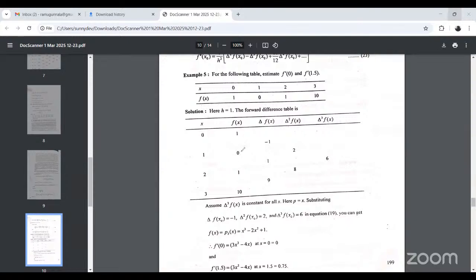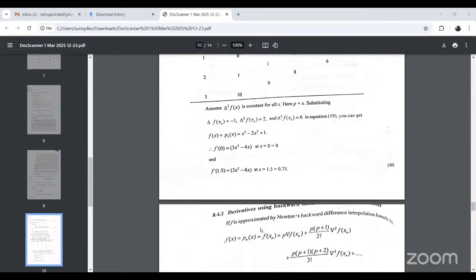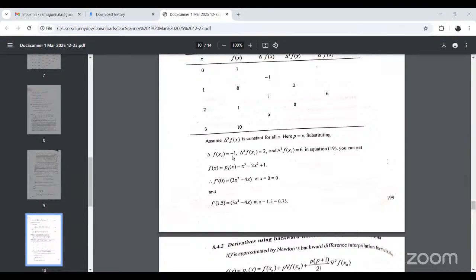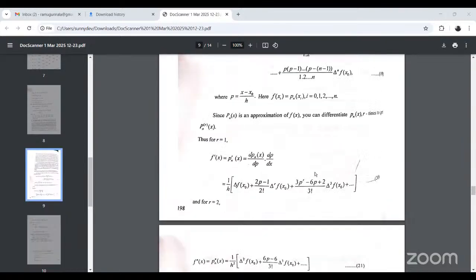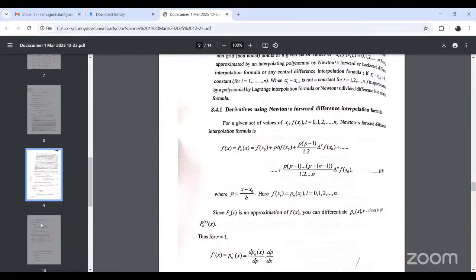See, these are the values. 0 minus 1 is -1, and 1 minus 0 is 1, and 10 minus 1 is 9. Next, this is 2, and 9 minus 1 is 8. Next, 8 minus 2 is 6. Okay, so let me assume the polynomial function. How can we find it? Delta f naught is -1, delta square f of x is 2, and delta cube f of x equals 6. So in that equation 19 we can substitute that, p equal to x. So from here we can substitute.